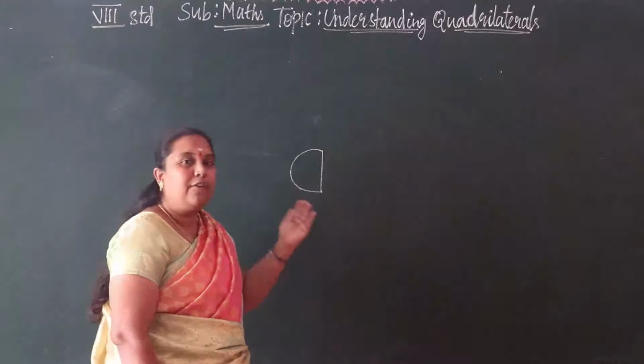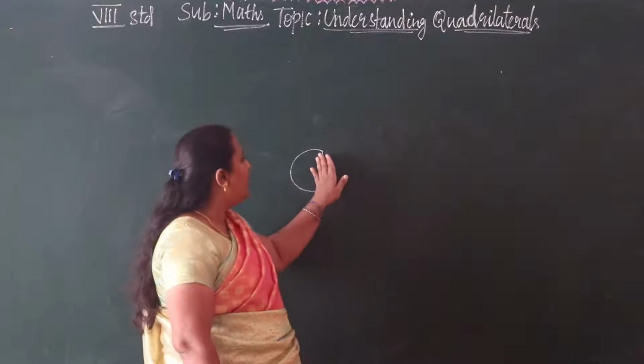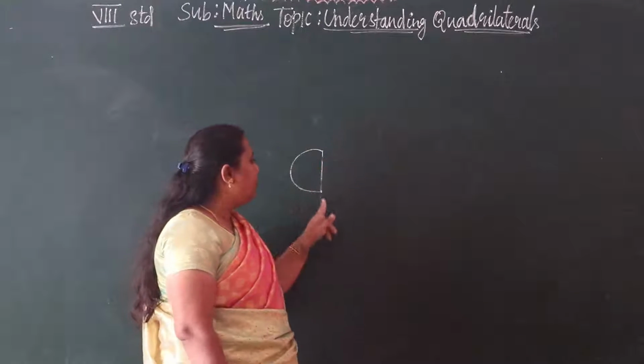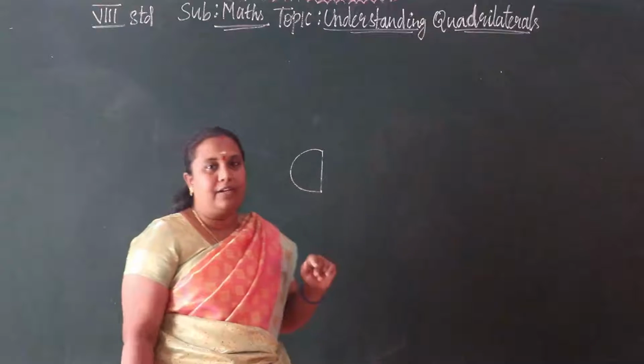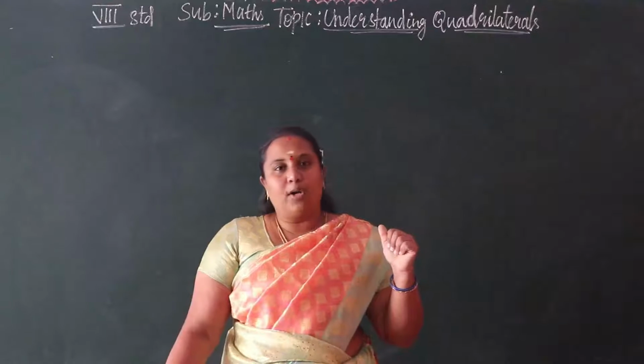Closed figure. If we are not closing this curve by using a straight line, that means we can say it is an open figure. So if we close the curve, that is a closed figure. So is this a polygon? No, this is not a polygon.